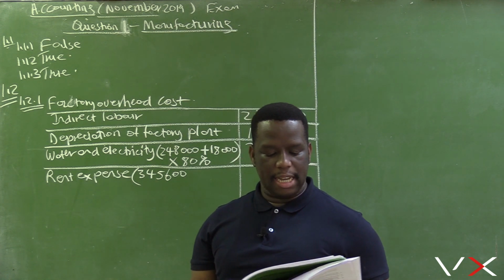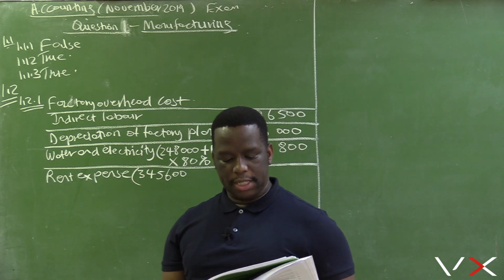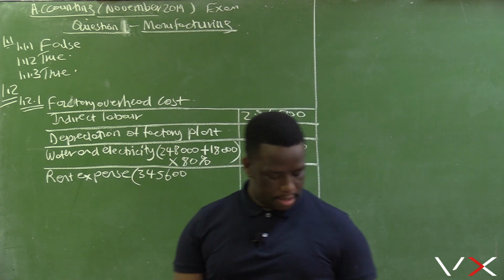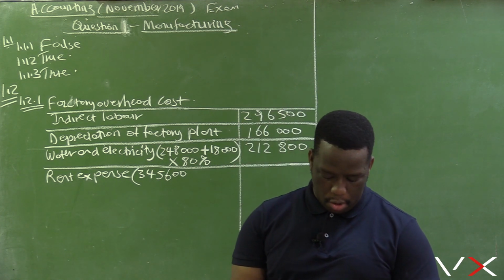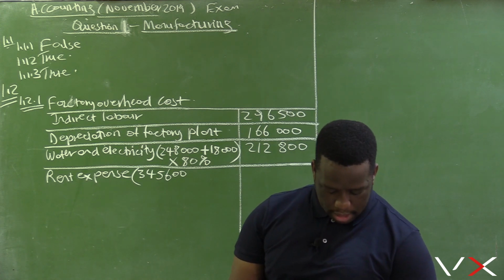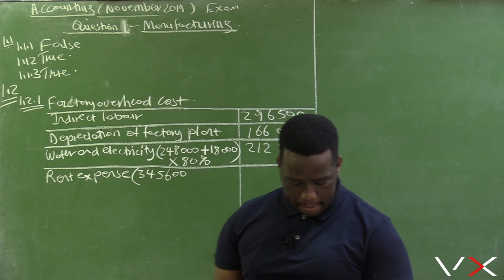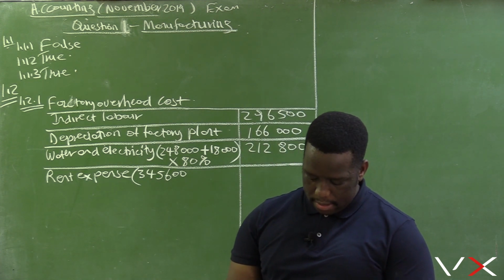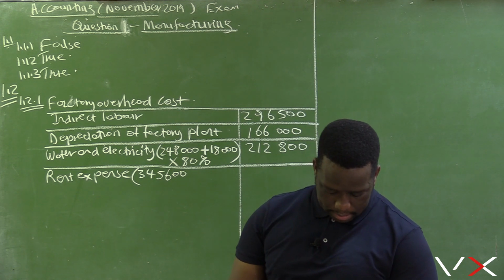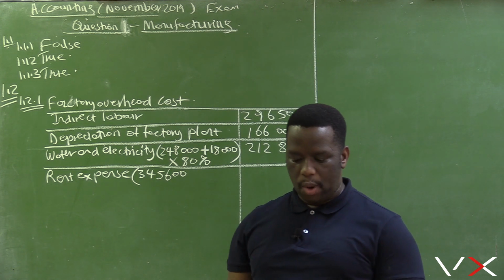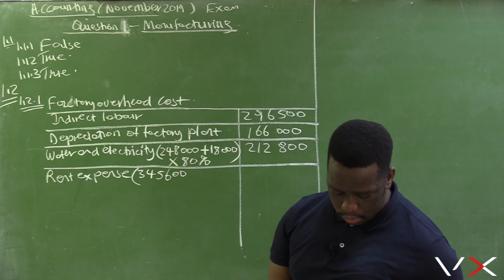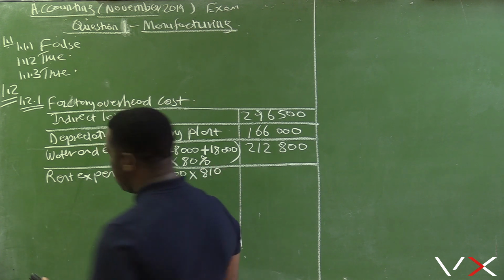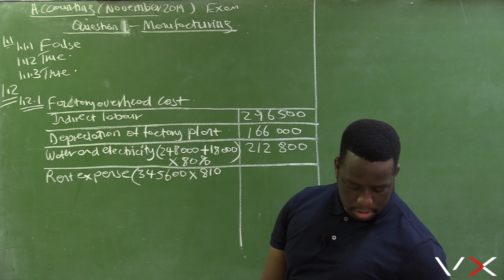The factory is 810 square meters, the office is 180 square meters, and the sales department is 90 square meters. If we add up all these square meters to get the total, 810 plus 180 plus 90 is equal to 1,080. The total is 1,080 square meters, and the factory only accounts for 810.